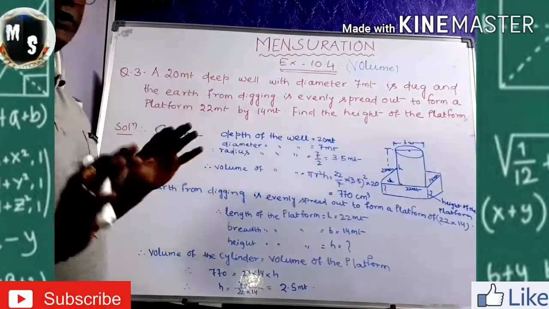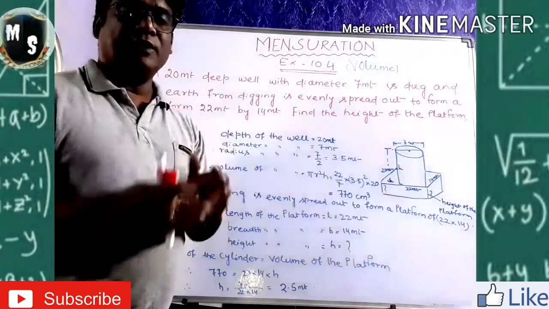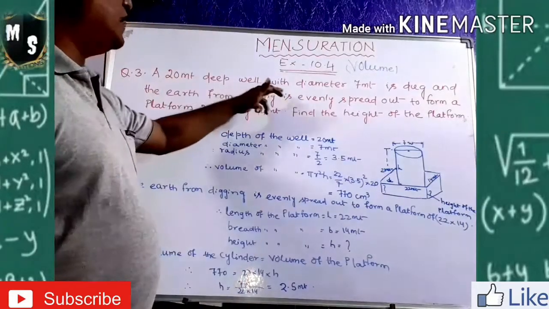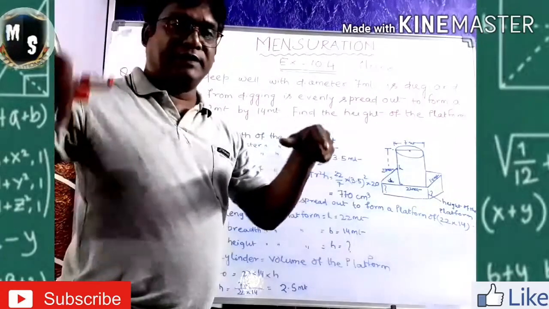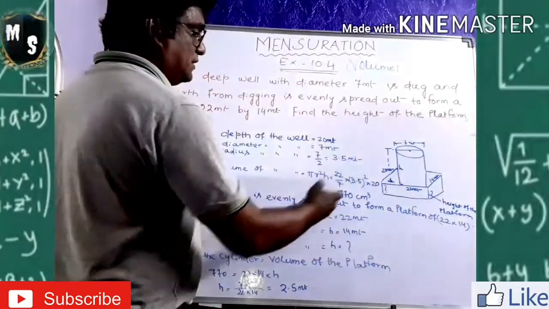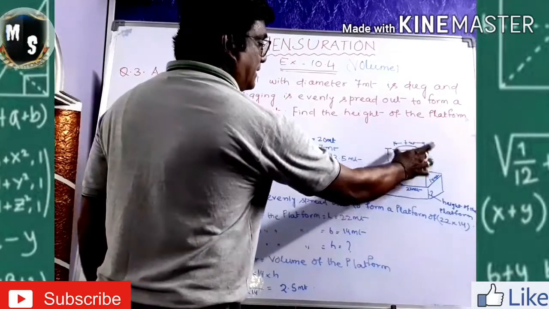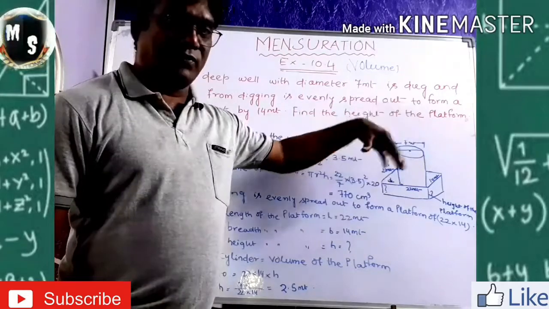So, what is the question? Please try to understand. A 20 meter deep well. There is a well. The depth of the well is 20 meter, with a diameter of 7 meter. So the diameter of the well is 7. Here I draw the diagram: 20 meter depth well, diameter is 7. It is dug. That means we are going to take the soil out.